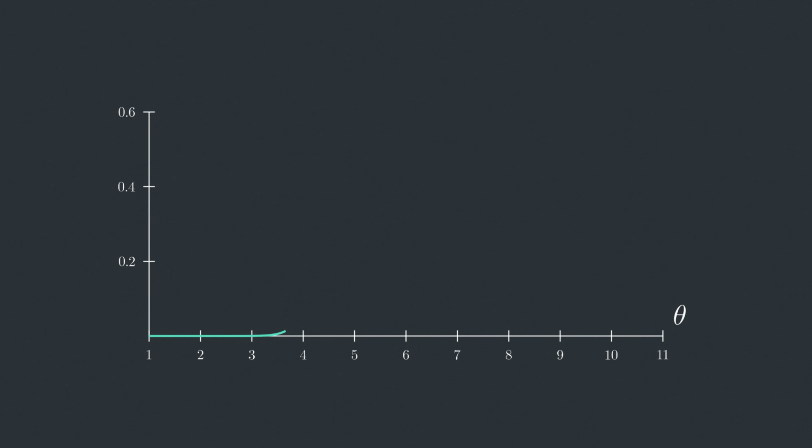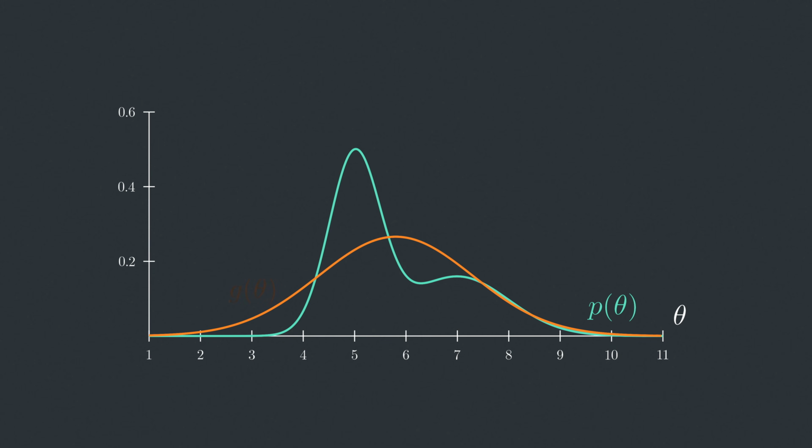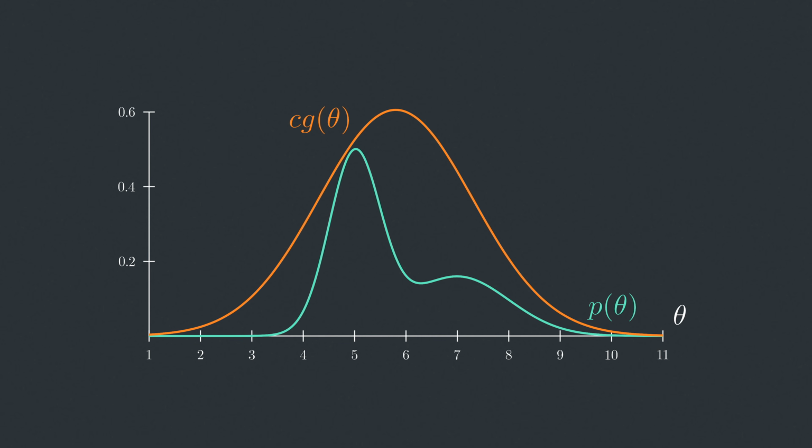Rejection sampling is a straightforward algorithm for generating samples from a probability distribution. It requires two things: a proposal distribution G that is easy to sample from and captures the shape of the target distribution, and a constant C to multiply the proposal density by, so that for the entire support, C times G is greater than or equal to P of X.